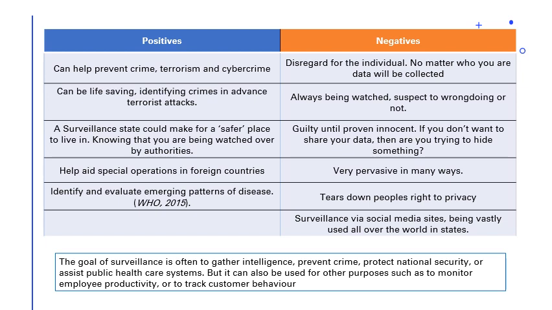Surveillance via social media sites is being vastly used all over the world in states. And so the main goals of surveillance are often to gather intelligence, prevent crime, protect national security, or assist the public healthcare systems. However, it may also be used for other purposes, such as monitoring employee productivity within businesses or tracking customer behavior on websites.